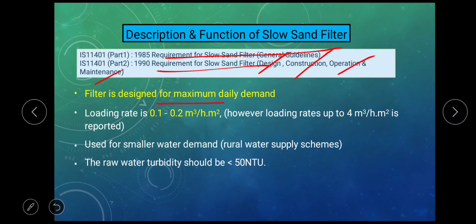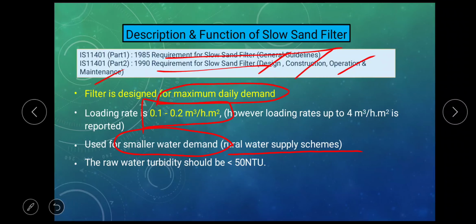Filter is mainly designed for the maximum daily demand, and loading rate of slow sand filter may vary from 0.1 to 0.2 meter cube per hour per meter square. This can be converted into liter per hour per square meter. We need to multiply it with 1000, so the value will be 100 to 200 liter per hour per square meter. Slow sand filter is mainly designed for the rural water supply scheme, as the filtration rate is very low, so it is going to fulfill only small water demand.